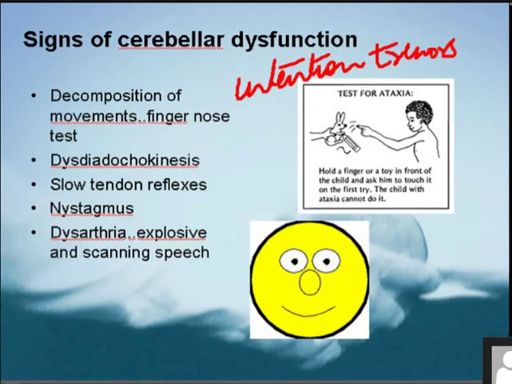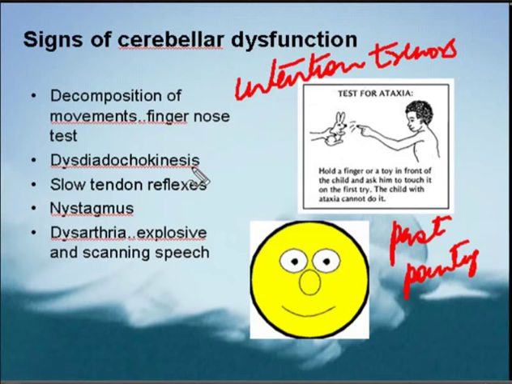Then we have dysdiadochokinesis. This is where you cannot do alternating movements rapidly, for example, pronation and supination. So they can't do this. The tendon reflexes are very slow. You have what is known as pendular knee jerk. That means you tap the knee, and usually you should have extension, but this goes on for some time.